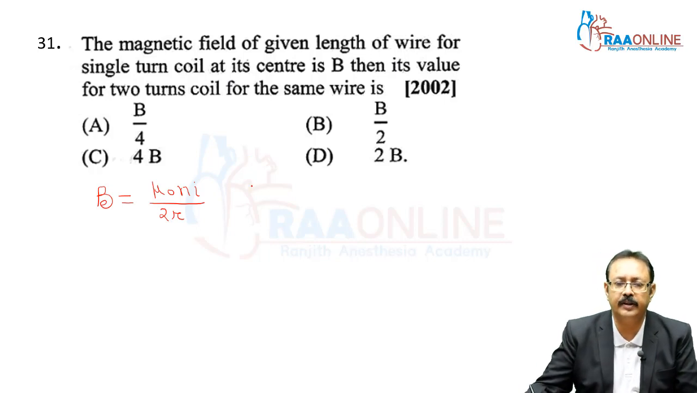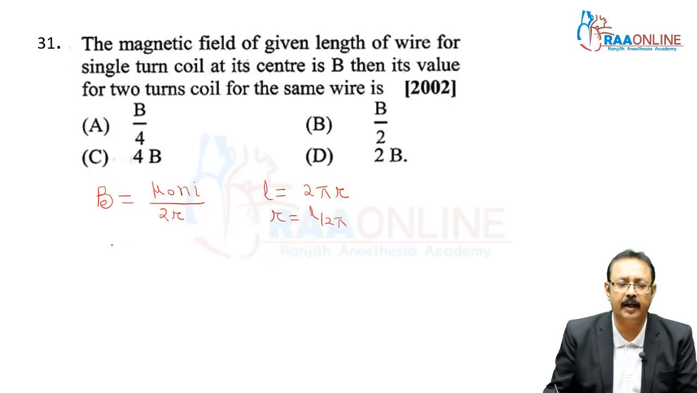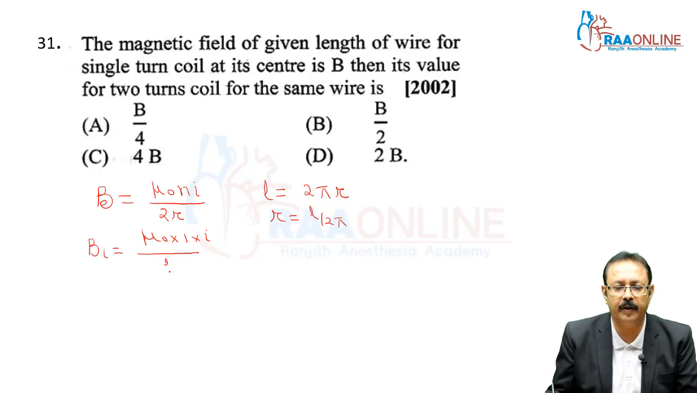What we were doing in the first case, the given length is used to make 1 turn of a coil, means L is used to make 2 pi R. So R was L upon 2 pi, or 2R was L by pi. So the initial magnetic field was mu naught, number of turns was 1, I means I, 2R means L by pi.